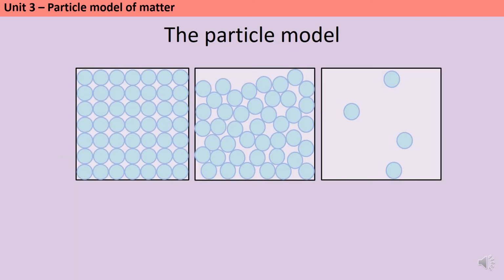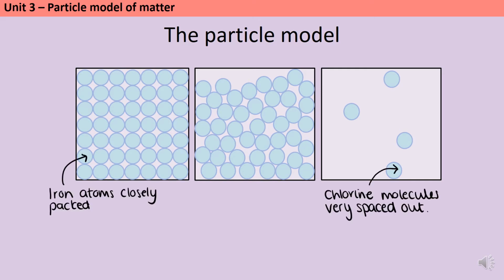Iron as a solid has far more particles packed together in the same volume than either the water, which is a liquid, or the chlorine, which is a gas. It's the arrangement of the particles that causes this difference in density, not the mass of the particles themselves. A little bit later in GCSE chemistry, you're going to learn that actually the mass of a chlorine molecule is about 4 times higher than the mass of a water molecule. But the difference is that there are far more water molecules packed together in a liquid than there are spaced out in that chlorine gas.